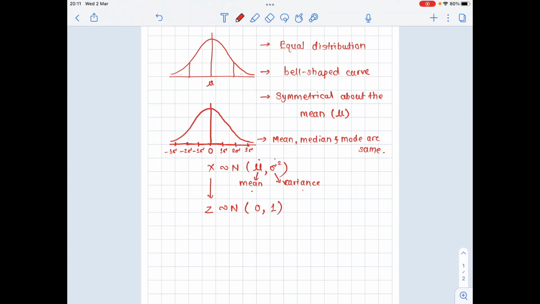The area under this curve is equal to 1, which is basically your probability value. So the total area is divided into 2 equal parts. This is 0.5, this is 0.5. This indicates that on the right side of the mean, 50% of the data is lying. On the left hand side of the mean, the remaining 50% of the data is lying.